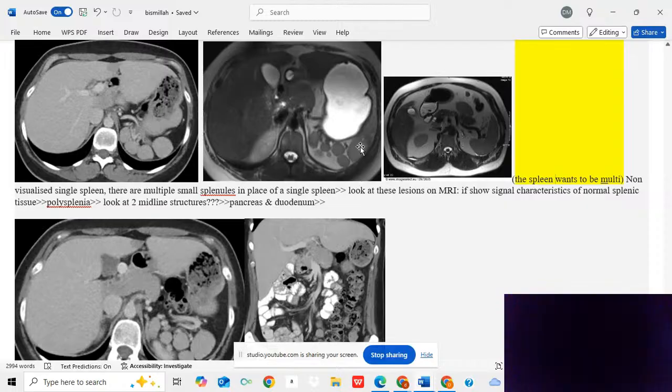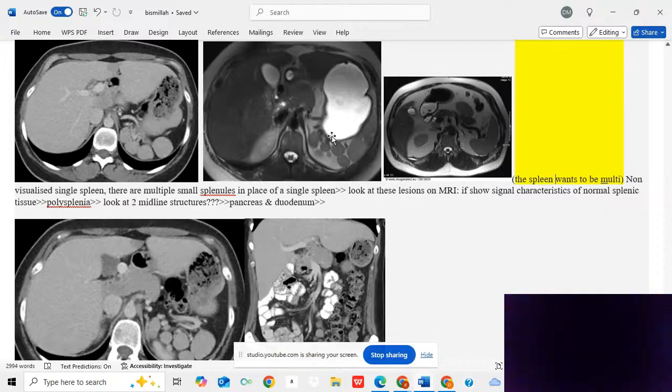So we've checked it, and it is of the same signal as the normal spleen. It is superior to the liver, more bright than the liver signal on T2-weighted image. So, okay, leave this patient. These are small spleenules, but they have the normal function.